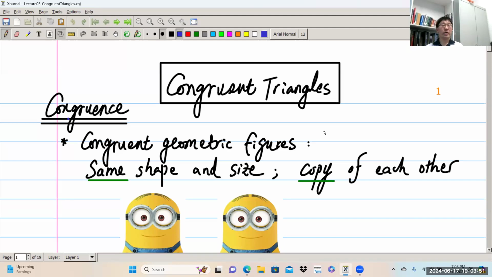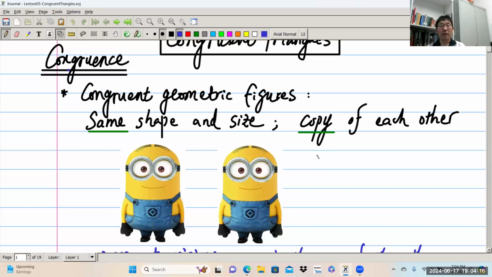So the topic today is congruent triangles. Before we give you some theorems about congruent triangles, let's first have a quick review of congruence. We learned in the past that figures are congruent if they have exactly the same shape and size. Basically, one is simply an exact copy of the other.